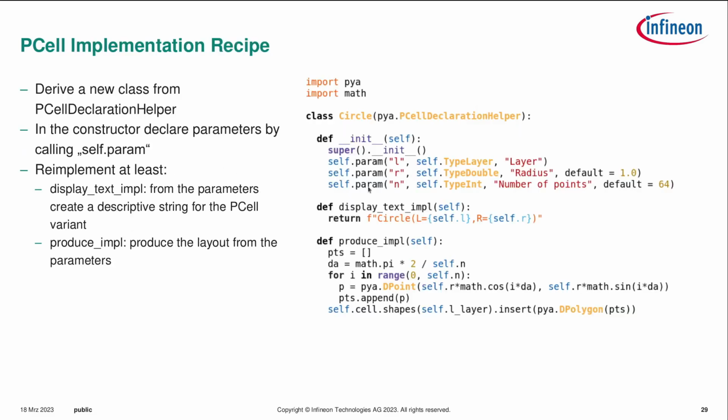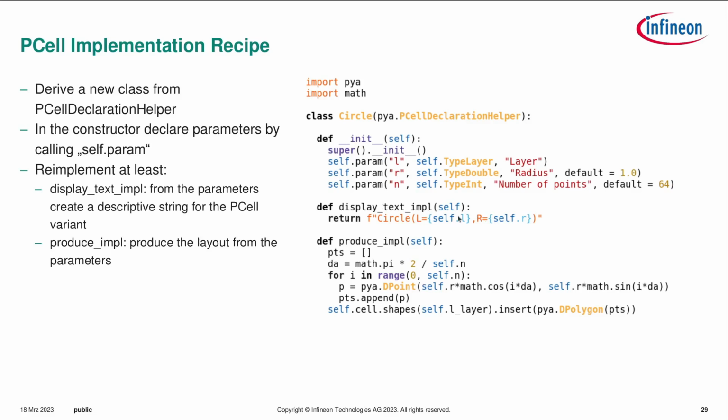Here is a recipe for how to implement a P-cell. I will walk through that quite quickly, so there is more documentation available on the KLayout webpage. Most importantly, you need to define your own class. In this case, it's Circle. You derive from a class called PCellDeclarationHelper. First thing you do is declare the parameters with a name, a description, and a type. Here we have 3 parameters. We are going to create a simple circle P-cell, and it has a layer where to produce the circle. It has a radius and a number of points the circle resolves into.